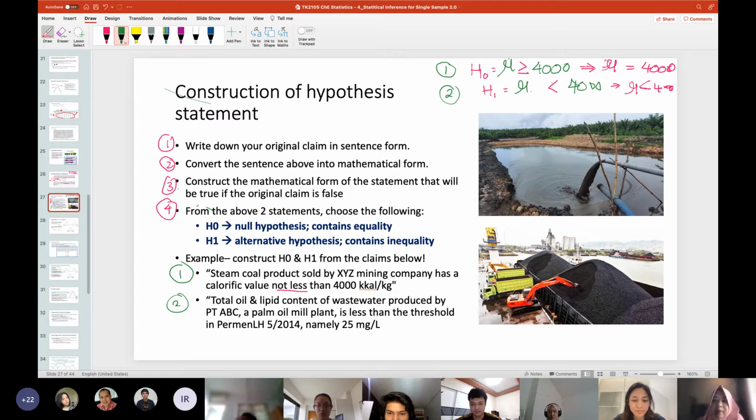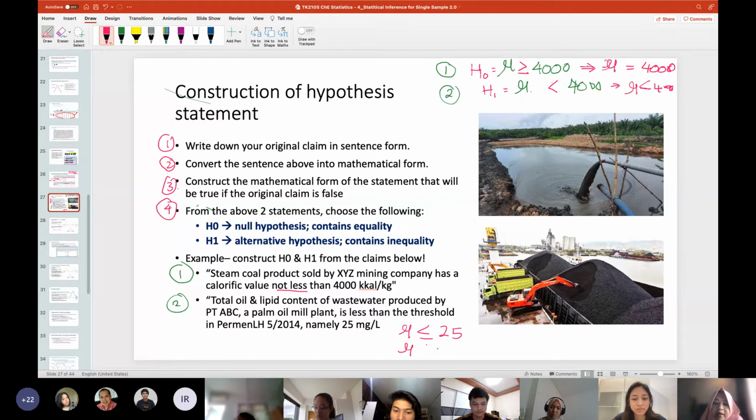Using the experience before, let's together first write the mathematical form. So what is the mathematical form of the second claim here? Would you like to help me? Ma'am, is it mu is less than or equal to 25? Right, so this one is less than the threshold, namely 25, okay. So this would be the 25. And how about the complementary statement? The second one. More than, ma'am.